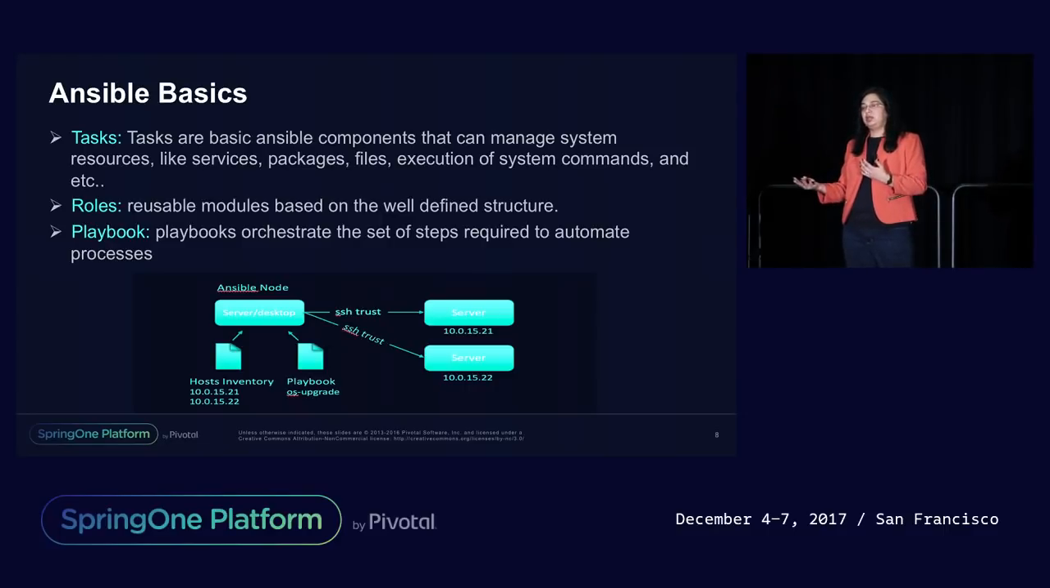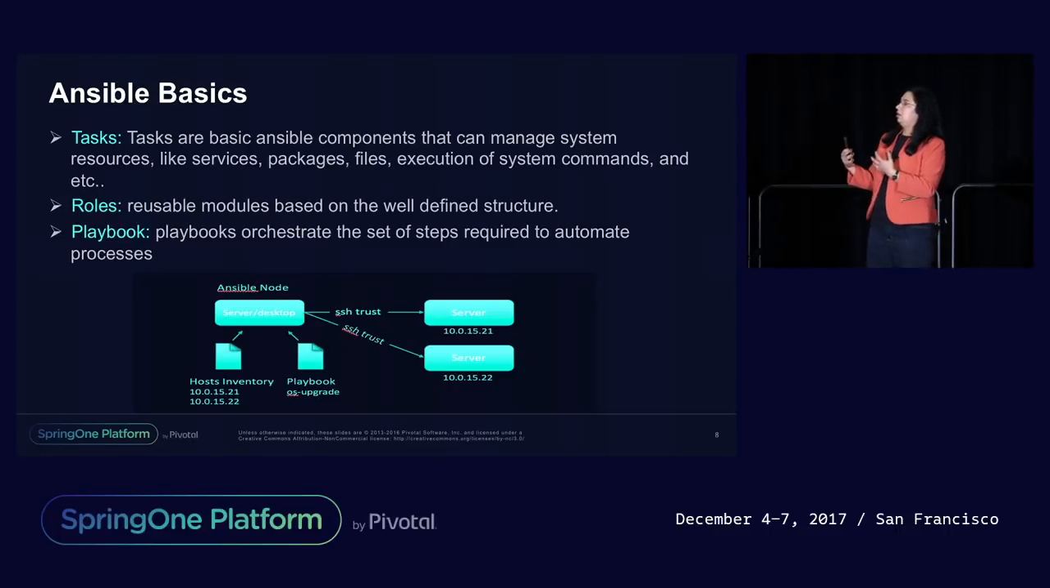It's similar. It orchestrates your roles or tasks together to form your operation. So there's a pictorial view. Ansible works on a node, so they call it a node. It can run on your server or on a desktop. In Concourse, it actually runs in the container that's executing.